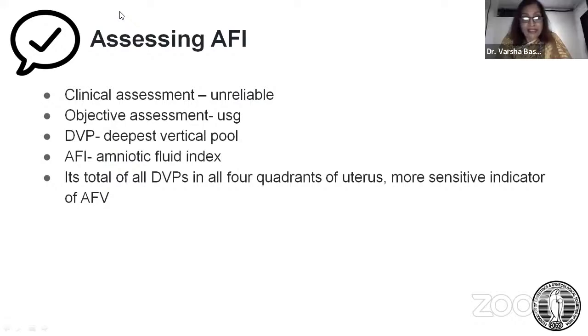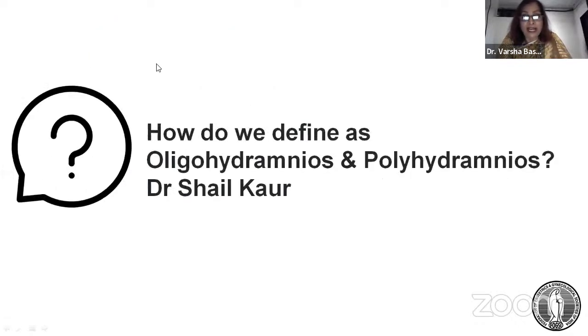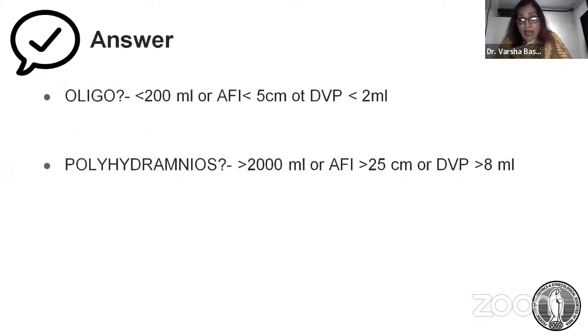Absolutely, sir. Thank you so much for this detailed and elaborate answer. Deep vertical pocket is the most important, and ultrasound to assess the amniotic fluid index. So the next question is for Dr. Shail Kaur. How do we define oligohydramnios or polyhydramnios? Though we have witnessed the fantastic talk by Dr. Murlidhar Pai, I would like you to elaborate.